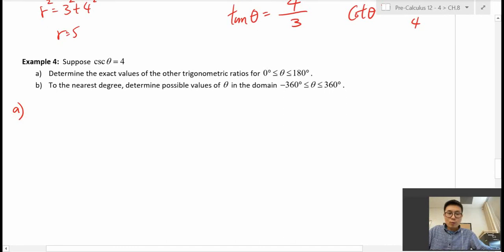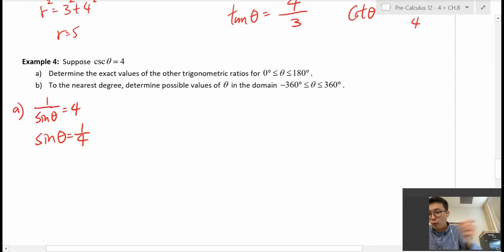Suppose cosecant theta is equal to 4. Recall cosecant is the reciprocal of sine. So if cosecant theta is equal to 4, that's the same thing as 1 over sine theta is equal to 4. And we can rearrange this and say that sine theta equals 1 over 4. You can cross multiply and solve for sine theta, or just do some manipulation of the algebra. I mean, cross multiplication really is also just the manipulation of the algebra. Anyways, so sine theta is 1/4.